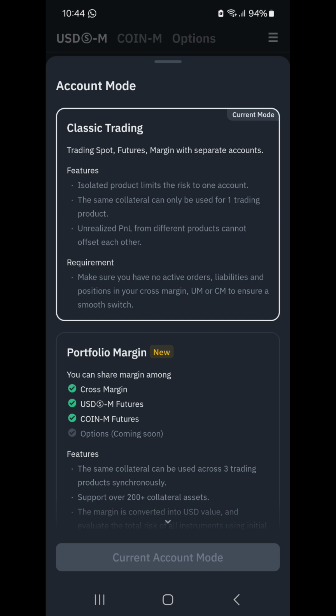Features. The first one is that the isolated product limits the risk to one account. So if you have funds under the USDT margin or the coin margin, or basically under the futures margin, it is not going to be affected. If we are losing, the system will not go and take money or margin from any other wallets to be used here. That is what it means.